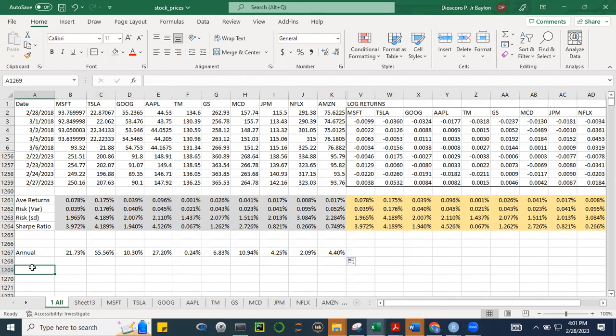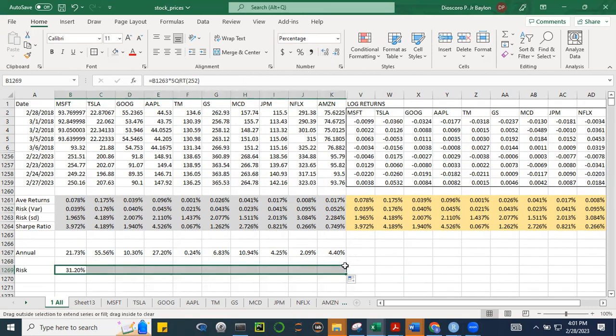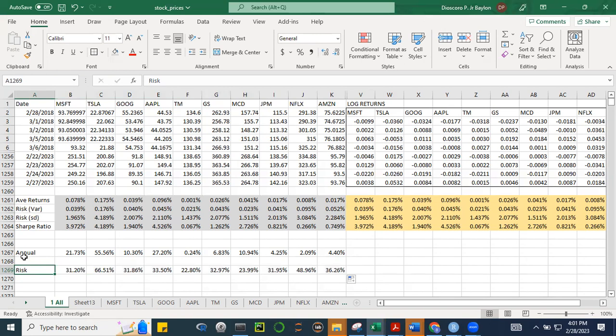Pero yung risk naman, kasi daily risk din to, no? Let's convert it into annual risk. So how do we convert the daily risk into annual risk? It's equal to the daily risk multiplied by square root of 252. Square root of 252. Control Enter. Let's make it percentage then. So this is the annual risk. So this is annual returns. This is annual risk and standard deviation.